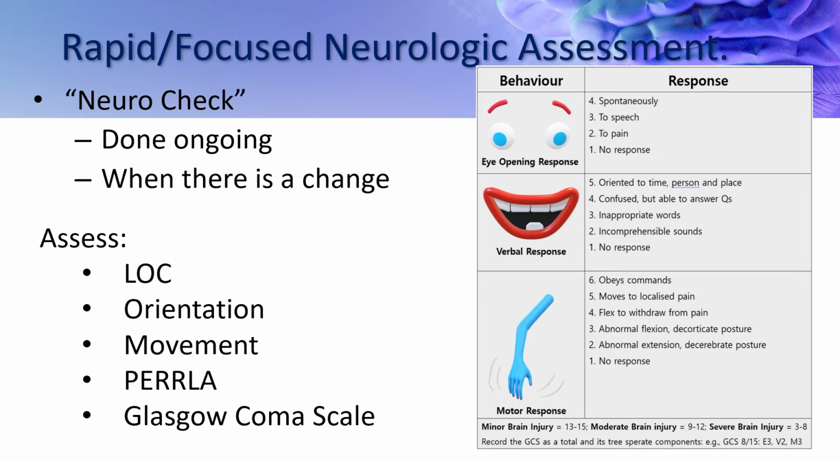4 means they flex to withdraw from pain, meaning that they can't move to where the pain is, but any pain makes them flex and move away. A 3 is abnormal flexion. That's your decorticate posture, and we'll talk more about that in a minute. A 2 is your abnormal extension or your decerebrate posture, and 1 means no response. They are completely flaccid.